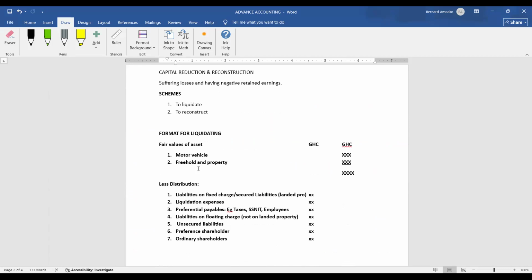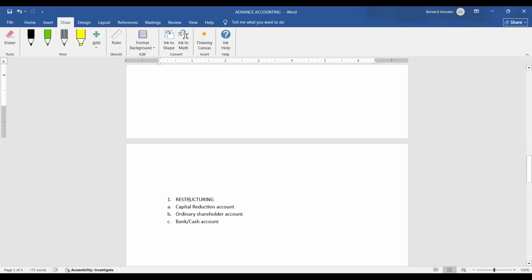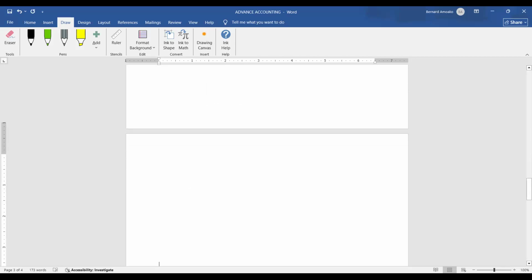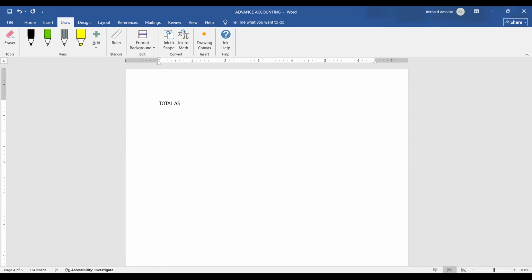Now, what is the format to liquidate? Just like I said, we need to know the fair values of the assets of the firm. Now, let's do this, ladies and gentlemen. We believe that the total assets of a firm less liabilities would give us the equity, right? So all we need to do now is to know the fair value of the assets and the liabilities and know if it is going to be equal to the equity or not. So you need to know the fair values of the assets, then also pick the liabilities of the question.